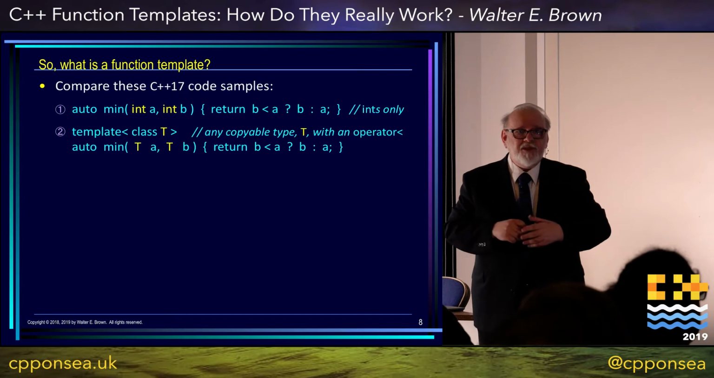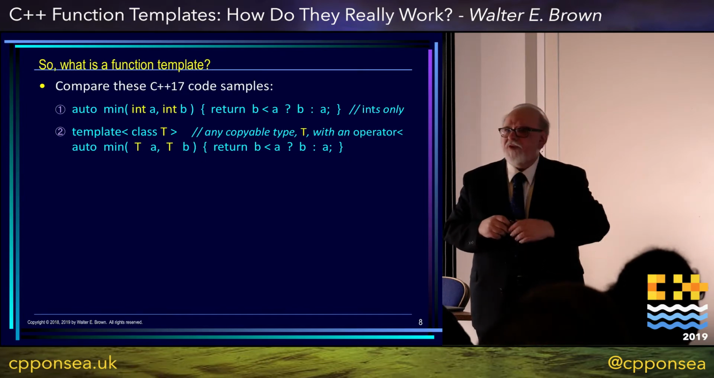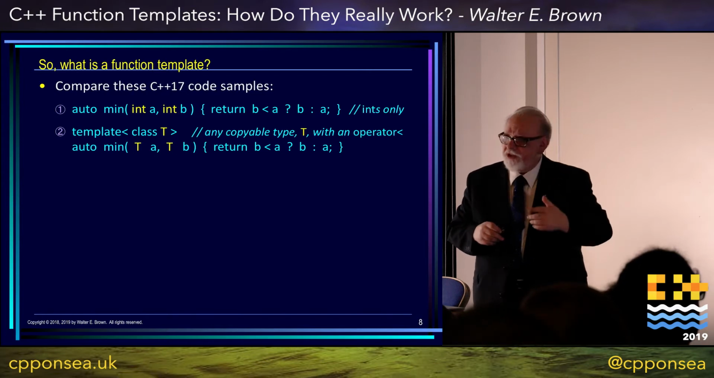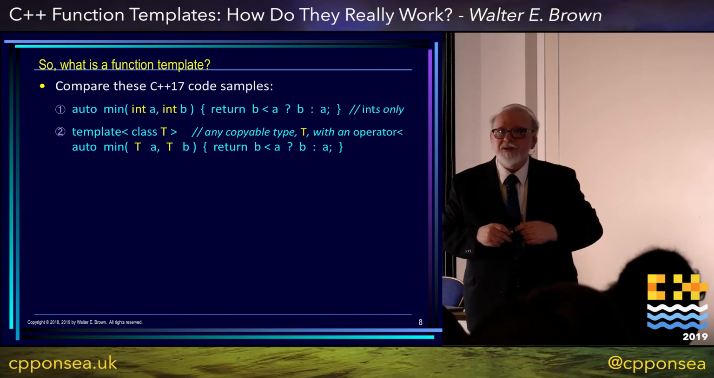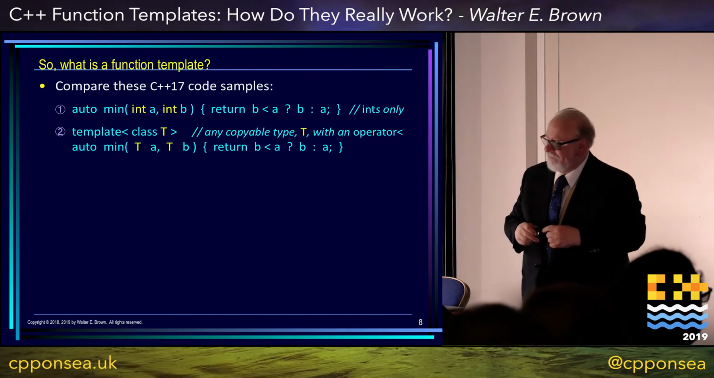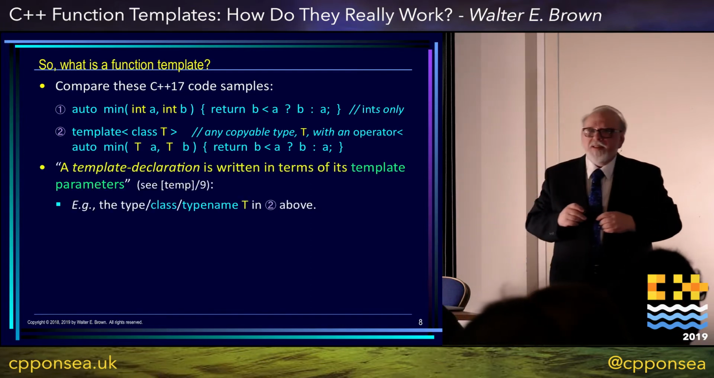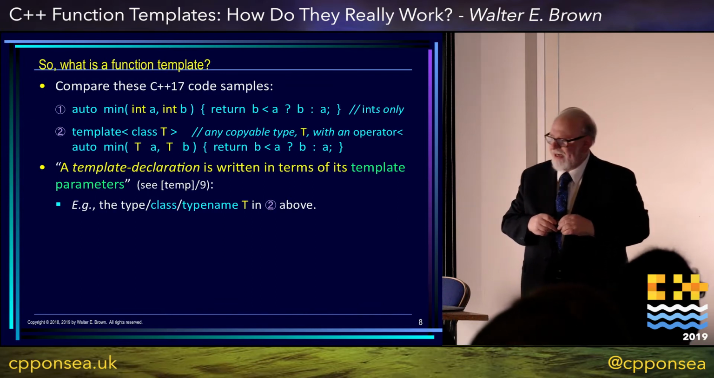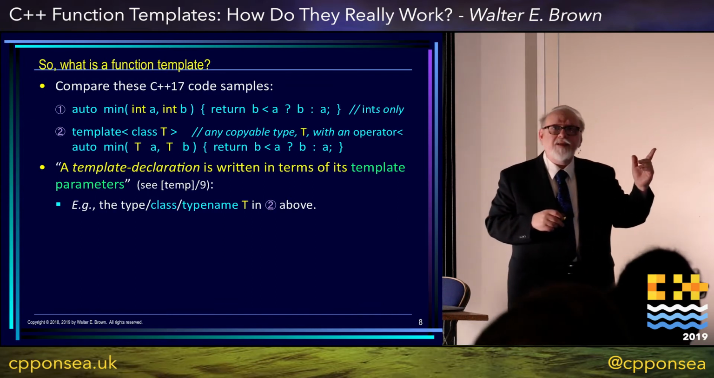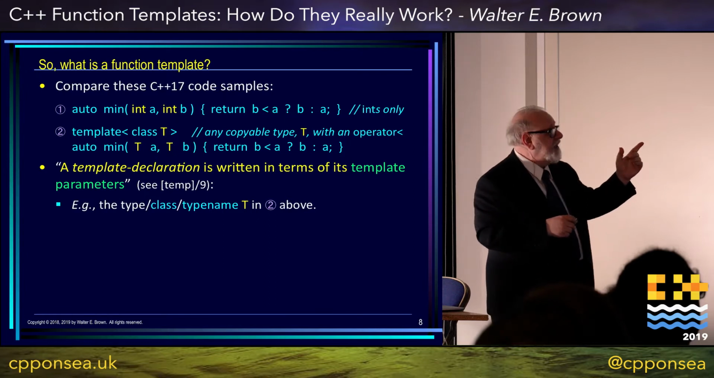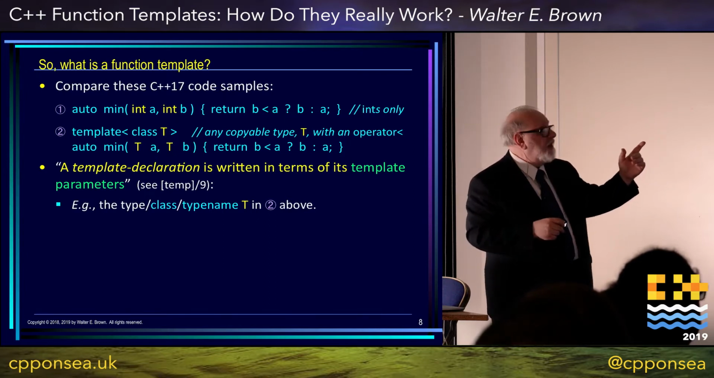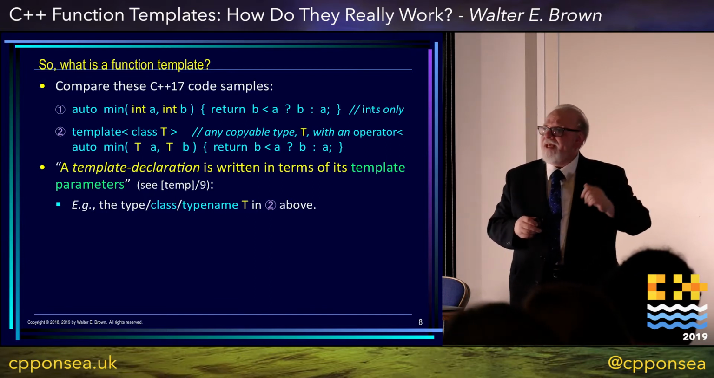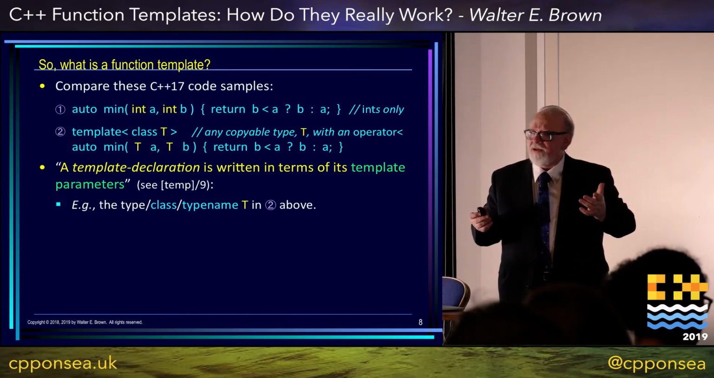This is a function template. I only have to write it once. The compiler will do the rest of the work for me, and we'll explore exactly how that happens. Okay? The standard says that a template declaration is written in terms of its template parameters, in this case, T. So T is an arbitrary type. I write class T, but you could just as easily have written typename T. They are equivalent in terms of the language.